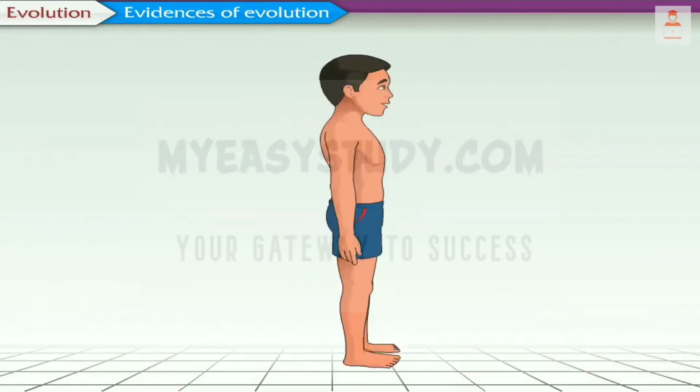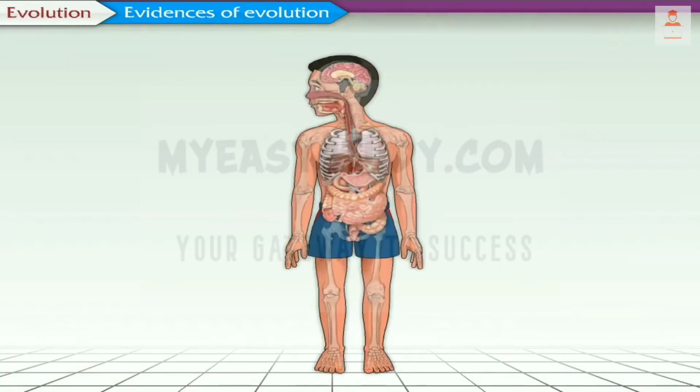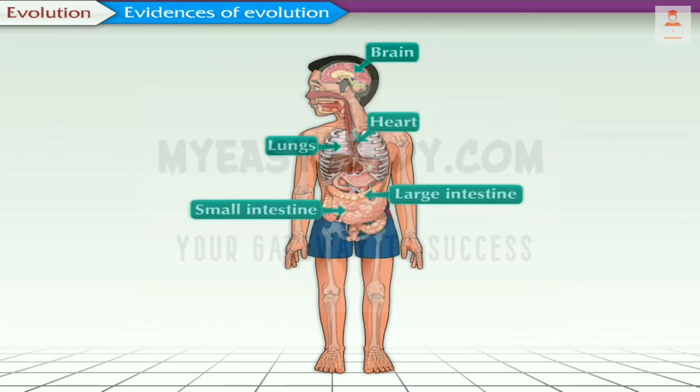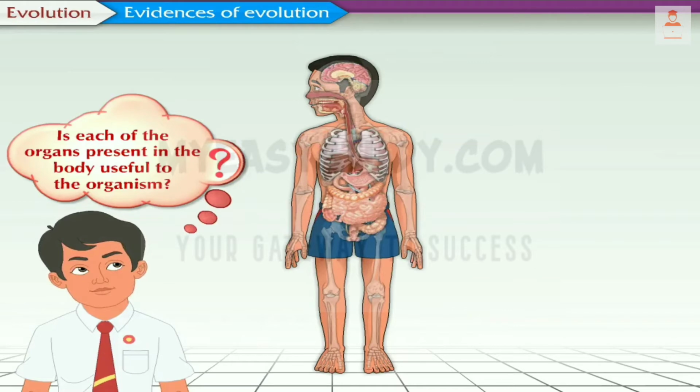Name some organs present in the body of living organisms. Different vital organs like brain, heart, lungs, small intestine, large intestine, etc. are present in the body of living organisms. Along with these vital organs, many other organs are also present in the body. Have you ever wondered, is each of the organ present in the body useful to the organism?